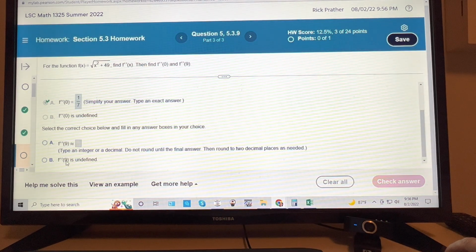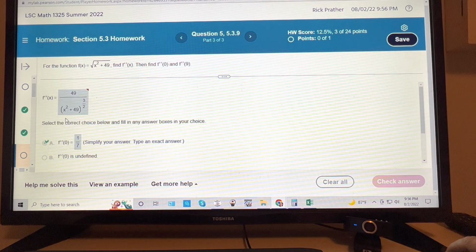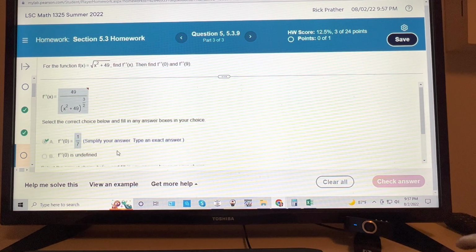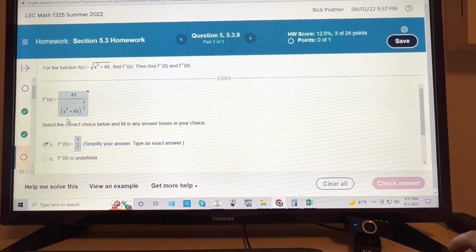And then plugging in a 9. 9 squared is 81. 81 plus 49 is 130. So that's not going to come out as a radical. Type in integer or a decimal. Okay, so apparently they want a decimal for that one because it doesn't come out evenly.